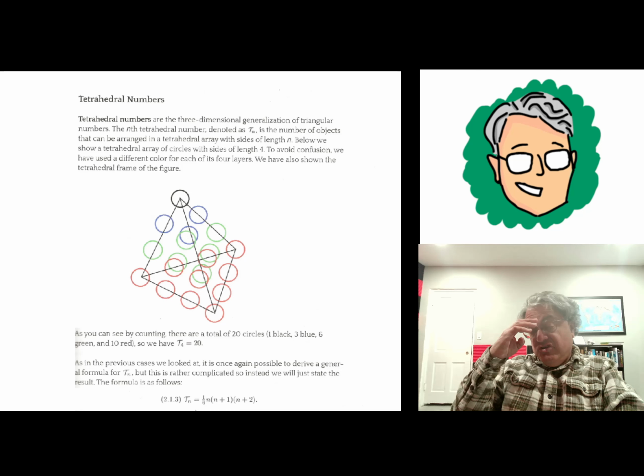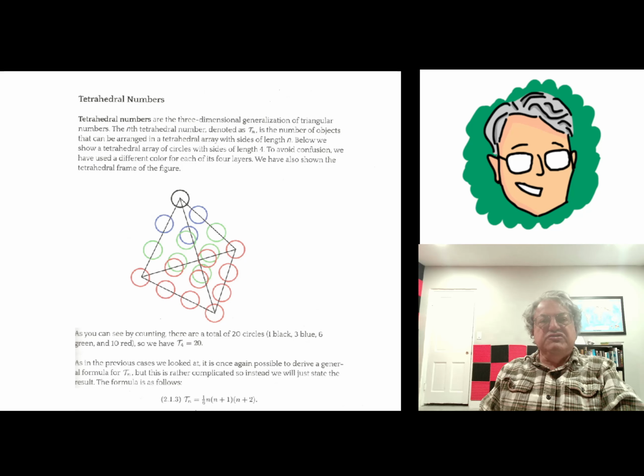6 is the product of all integers up to 3, 1 times 2 times 3. And then in the numerator, you have n times n plus 1 times n plus 2. Similarly, if you were doing 4-dimensional, you would get n times n plus 1 times n plus 2 times n plus 3 all over 4 factorial.